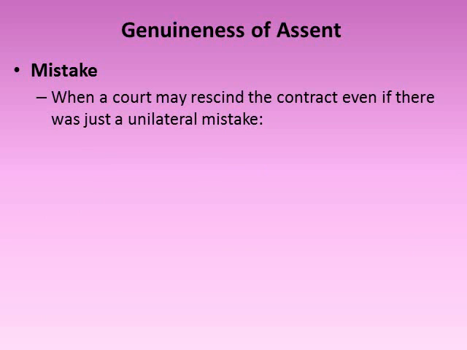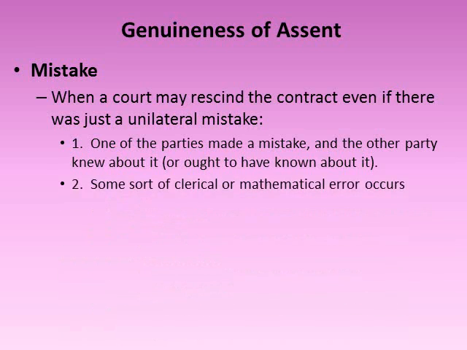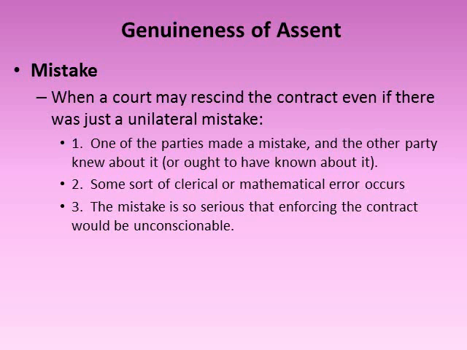So, to review, when there is a unilateral mistake, a court won't usually allow rescission of the contract, but they might if one of the parties made a mistake and the other party knew about it or ought to have known about it, if there was some sort of clerical or mathematical error, or if the mistake is so serious that enforcing the contract would be unconscionable. So the general rule is we won't let people out of a contract just because of a unilateral mistake normally, but if one of these three situations applies, we might.